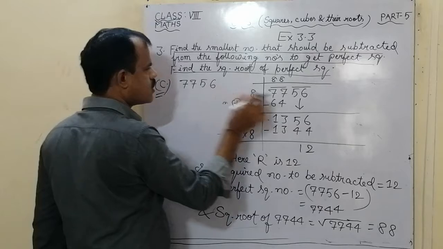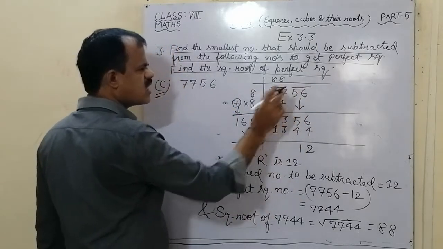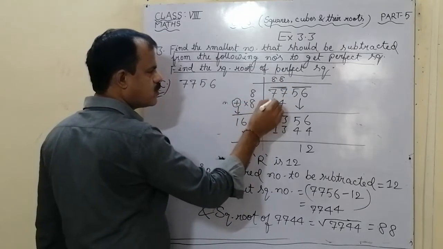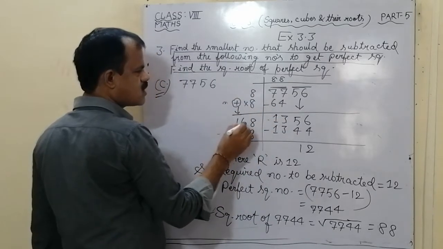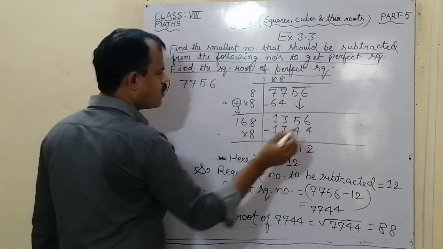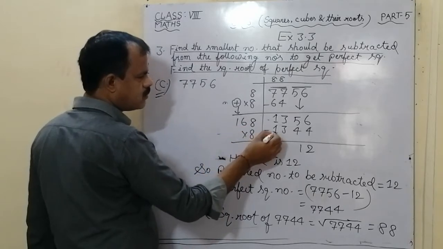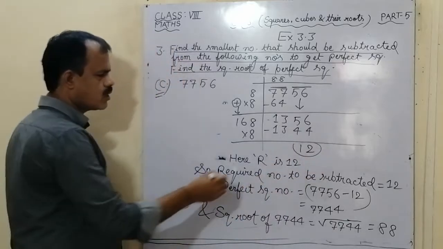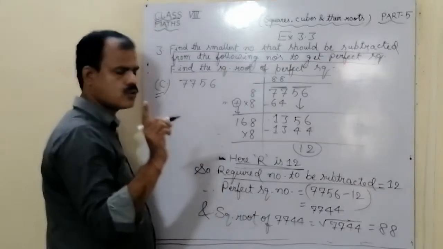So students, see here, first we write this number and make pairs: 56, 77. Two pairs are there. The first pair is 77. So 8 times 8 is 64. 77 minus 64 is 13. Now 8 plus 8 is 16, and we bring down 56 here. So the number becomes 1356. We put 8 here. So 168 multiplied by 8 becomes 1344. We subtract it, and it becomes 12. So the remainder is 12. So the required number to be subtracted is 12.